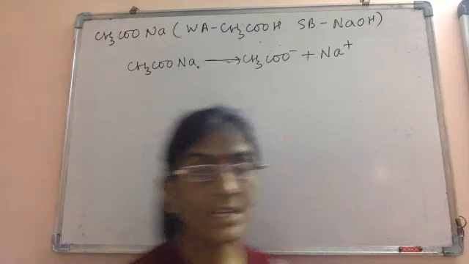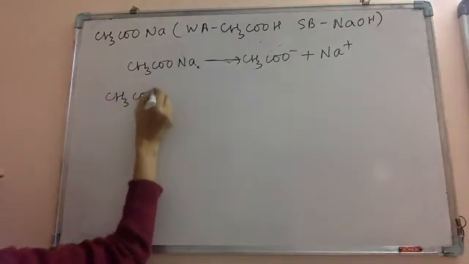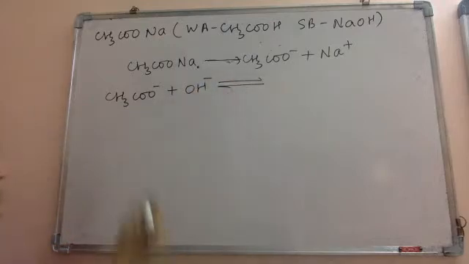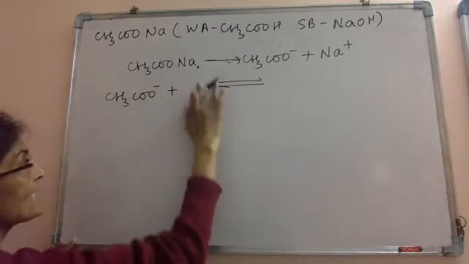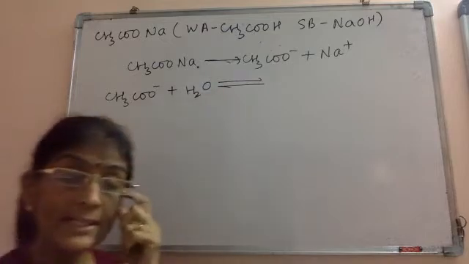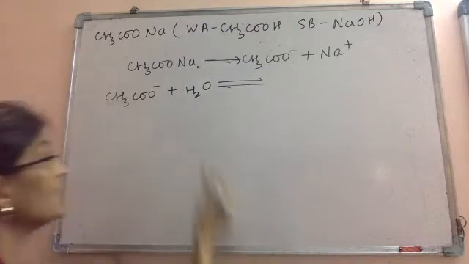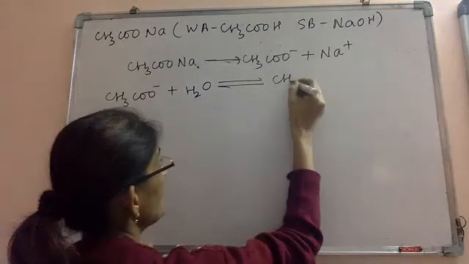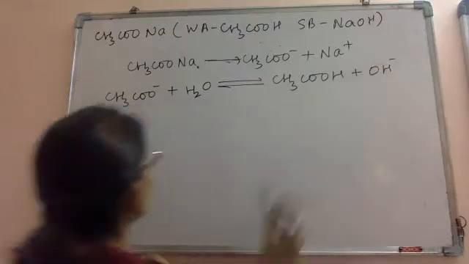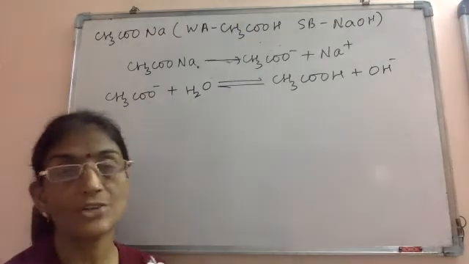Okay, so when CH3COO minus undergoes hydrolysis, it combines with the ions of water. Which ions of water will it interact with? H+. If it interacts with H+, what will be formed? CH3COOH, and the remaining ion will be OH minus. This reaction is known as hydrolysis reaction.